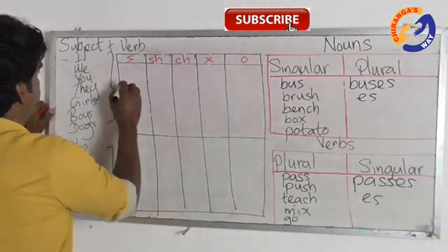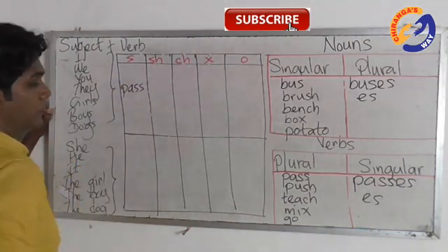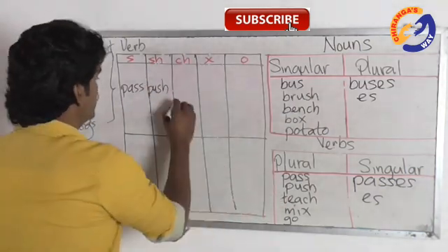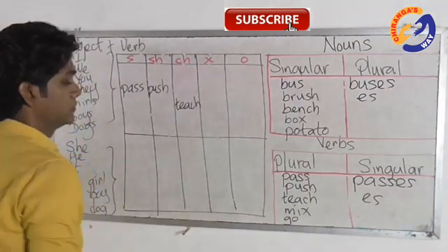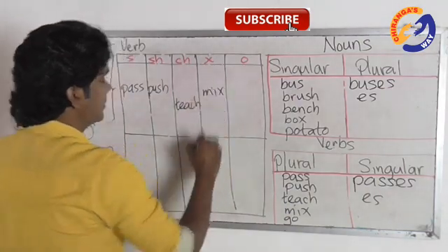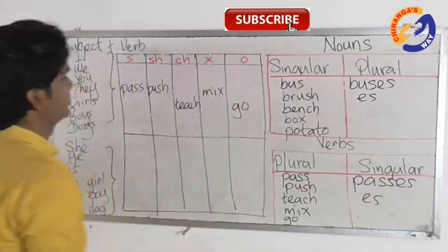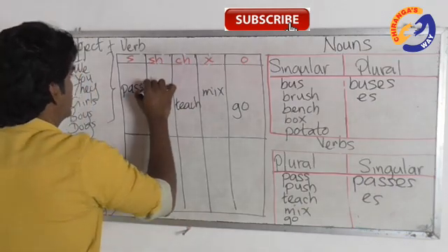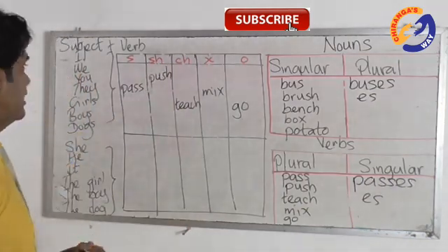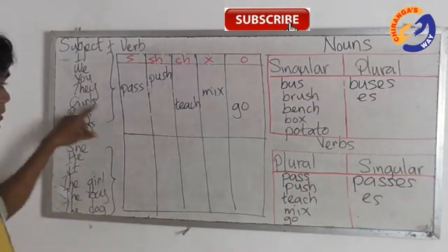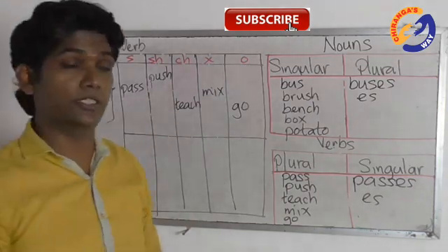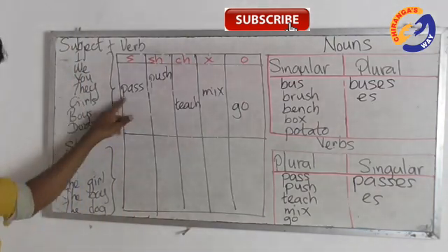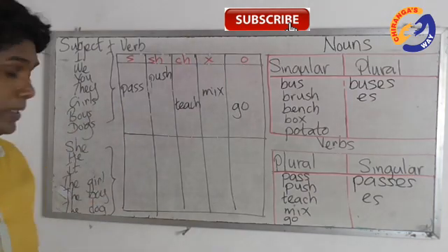We use pass here. No problem. We use push here. Let's use teach over here, mix and go. If you want, you can change the position of this verb as well so that it could be clearer for you. Push. So in these, subjects are plural, verbs are always in the plural form, there is no change. So I pass, we pass, you pass, they pass, girls pass, boys pass, dogs pass, there is no difference at all.